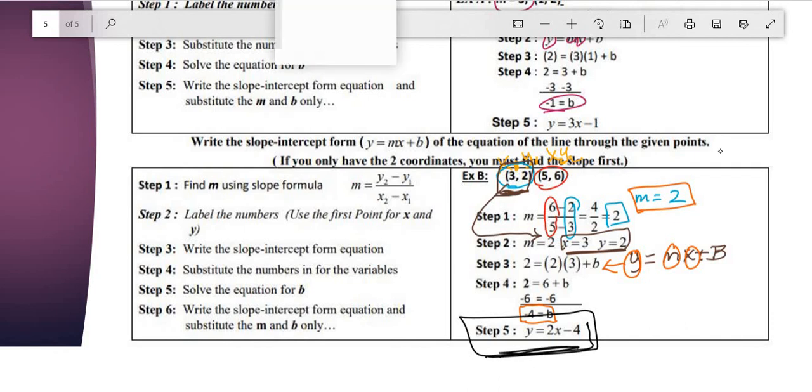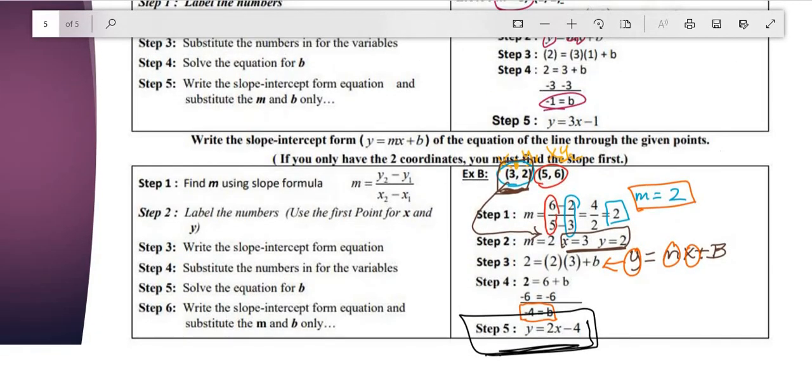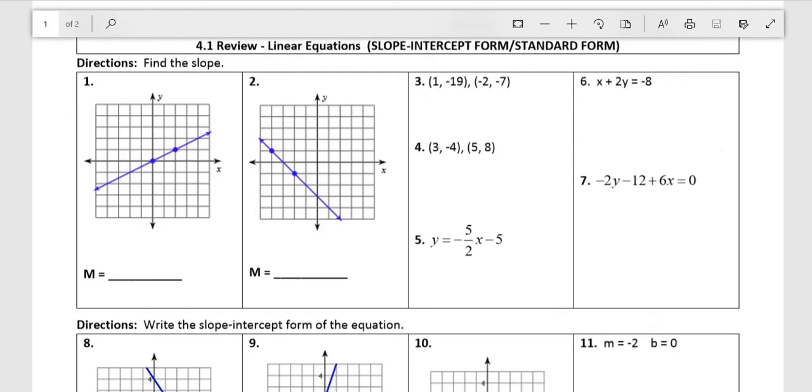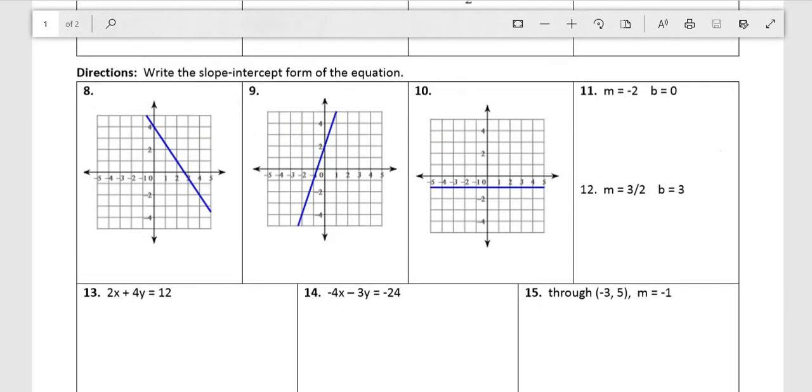Sorry about that. So I want you to take this worksheet right here and work this out using my examples. If you have any questions, just let me know.